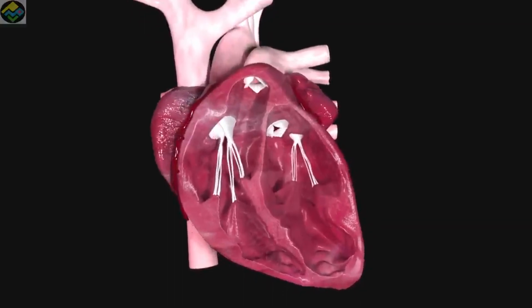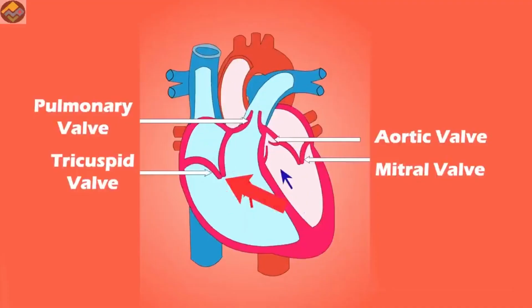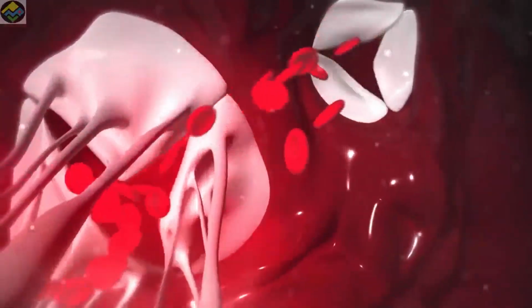If we talk about the valves of our heart, the tricuspid valve is present between the right atrium and the right ventricle. The pulmonary valve is present between the right ventricle and the pulmonary artery. The bicuspid or mitral valve is located between the left atrium and the left ventricle. And the aortic valve is located between the left ventricle and the aorta. When these valves are opened, the blood moves from one part of our heart to the other.